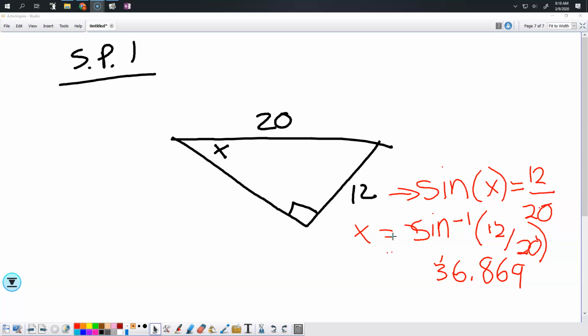A lot of times, just so you guys know, on the homework or on the test for this, they say round to the nearest degree. So we would just say 37 degrees. But for some reason on the software I use when it comes to finding side lengths, they usually round it to like, I forget, but there's decimals involved.